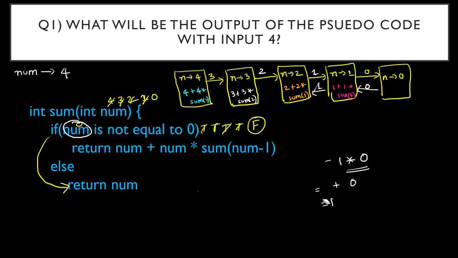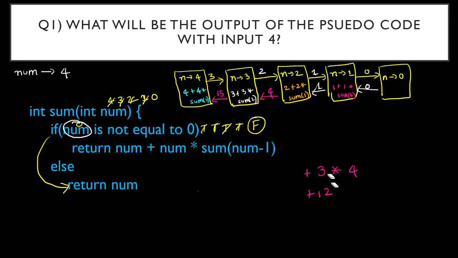Okay. So now again here what will happen? Here we had 2 plus 2 into sum of 1. Sum of 1 is 1, that was returned by the previous one. So we are going to get 2 plus 2, that is nothing but 4. So this 4 gets returned here. Okay, so when this 4 gets returned here, what we're going to have is 3 plus 3 into this 4, that is sum of 2. So 3 plus 4 into 3 is 12. 12 plus 3 is nothing but 15. So 15 will get returned here as the value of sum of 3.